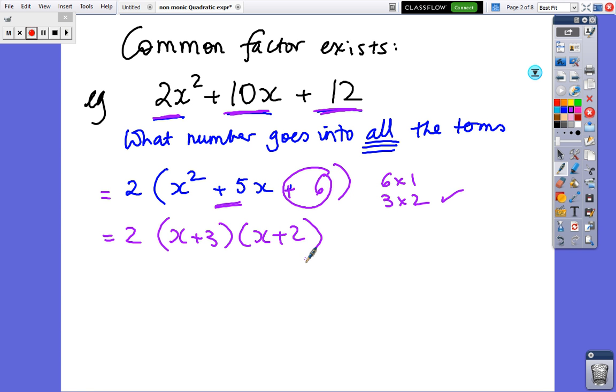Okay. So this technique works because there's a 1 in front of the x squared. This 2 is just going to stay outside the front. Okay, so copy that down. When you're ready, come to the next slide.